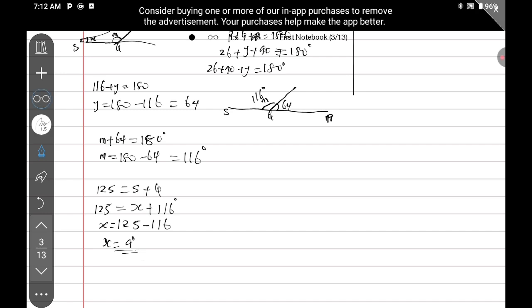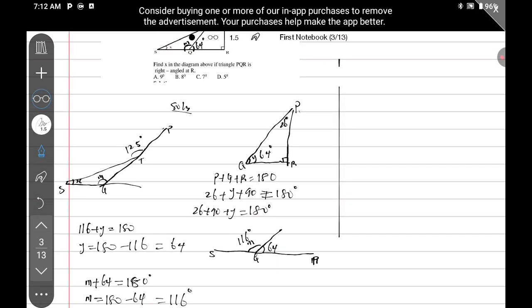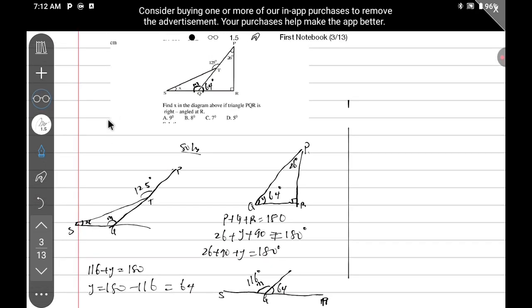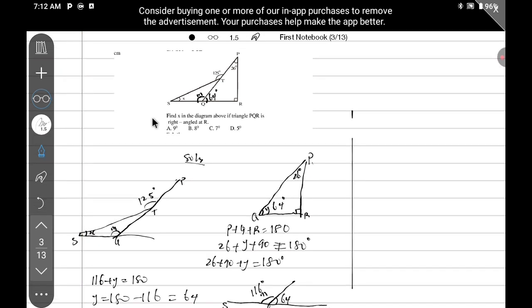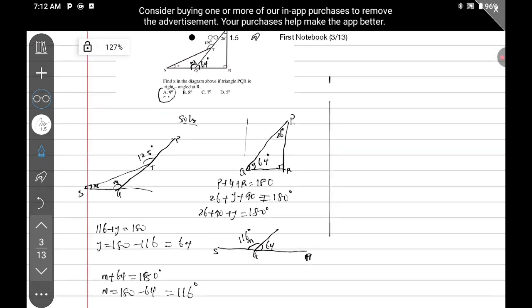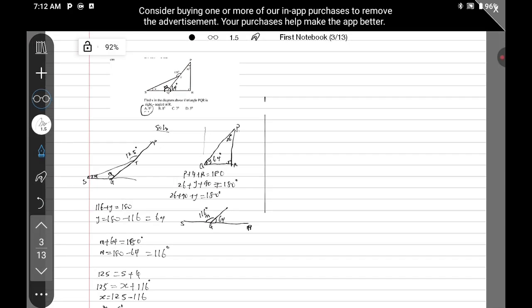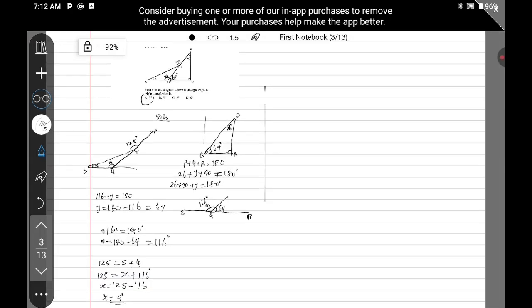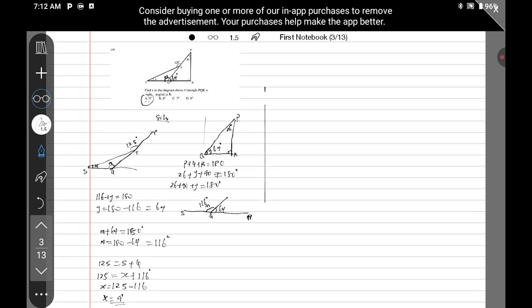If you come to the question here, that is option A. So option A is the correct answer to this mathematics question, and that is the step-by-step solution. Let me zoom in a little so you can see the complete solution. You can see it's very simple.